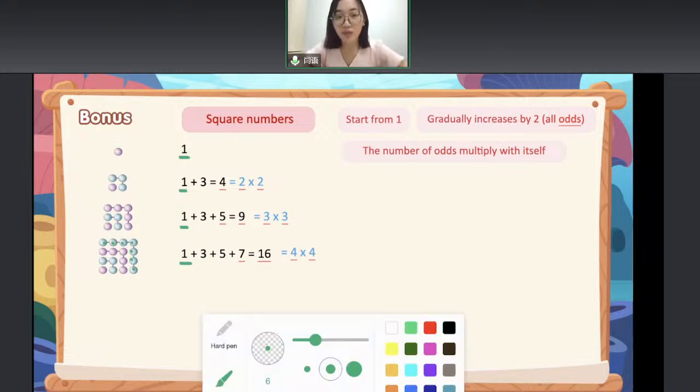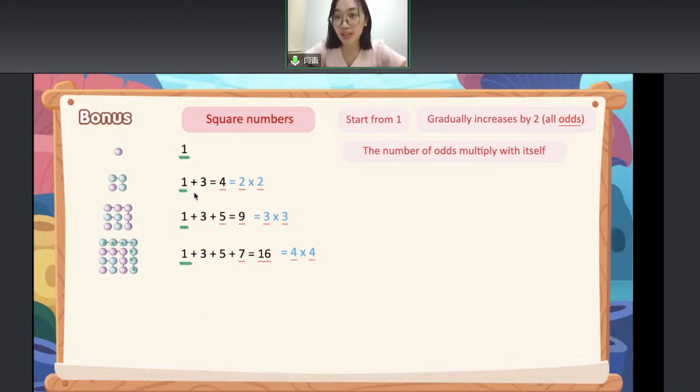Okay, here, let's have a look. If it is 1 plus 3, how many odd numbers are there? We have 1, 2. So that is 2 times 2. So if it is 1 plus 3 plus 5, how many odd numbers are there? We have 3. So we can get 3 times 3. And move on, if it is 1 plus 3 plus 5 plus 7, how many odd numbers are there? We have 4, so it should be 4 times 4.